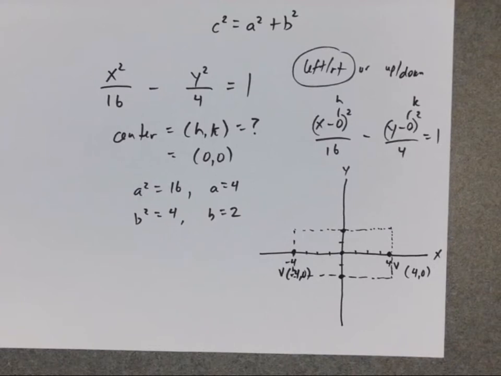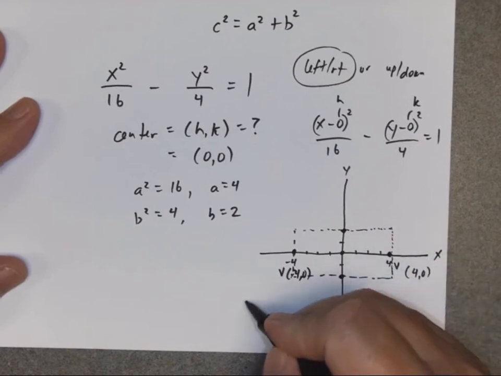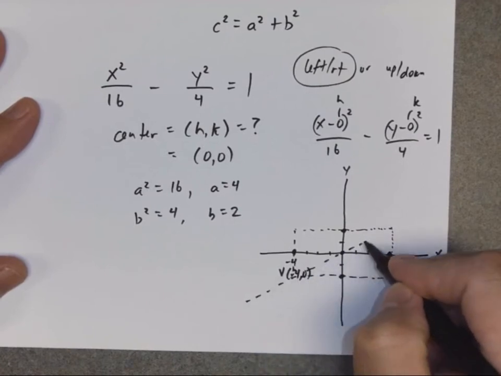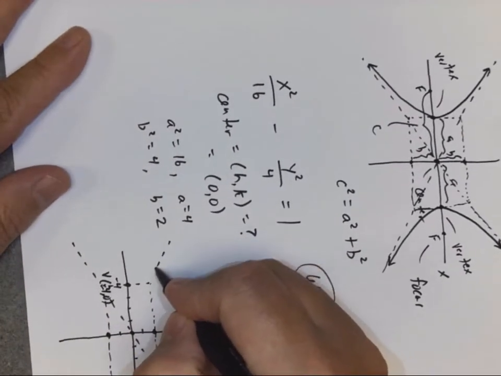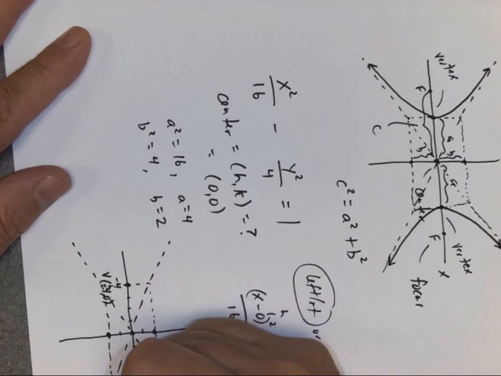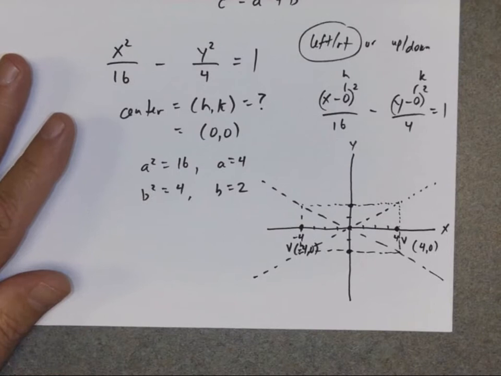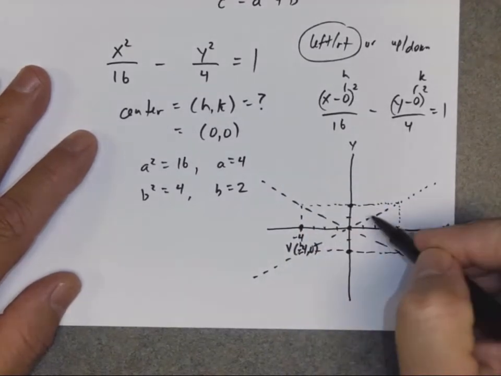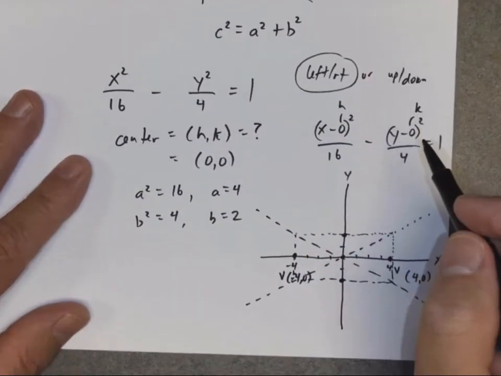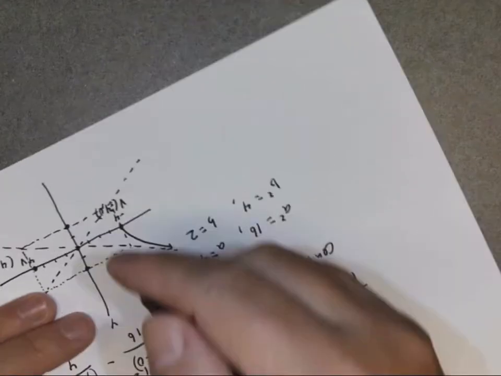And now I go ahead and draw my asymptotes, my diagonal lines that go through the center and the corners of the rectangle. And now I can go ahead and draw in my hyperbola. Sometimes you get confused and maybe you start to draw that hyperbola here, but you got to remember this is a left and right hyperbola. So it looks something like this.